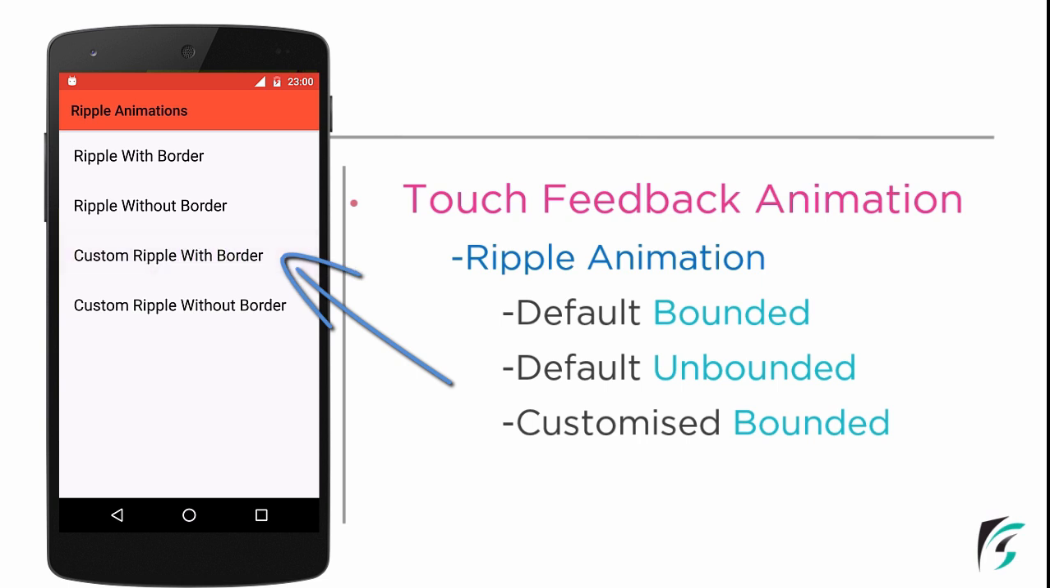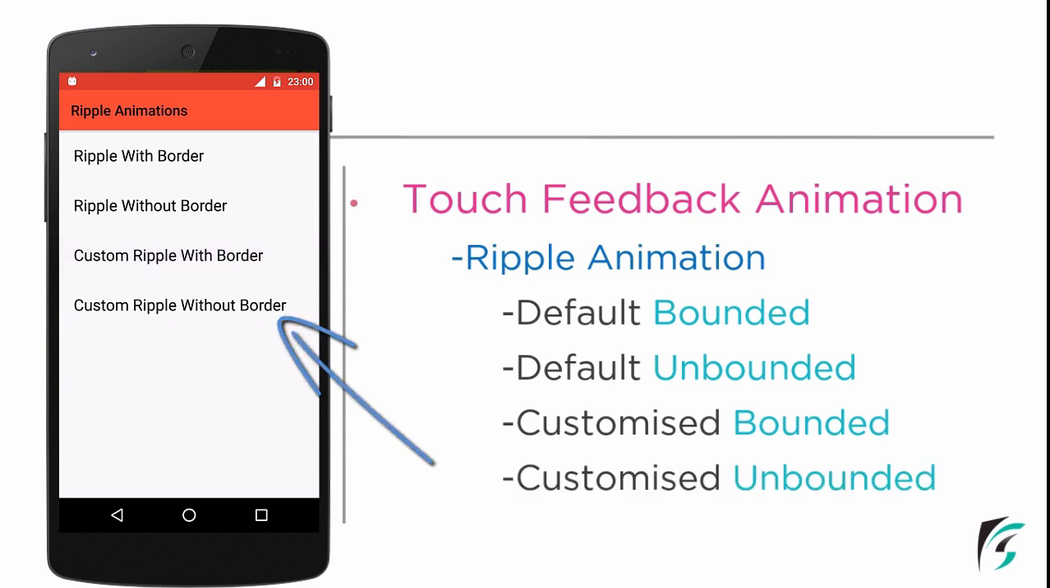The next topic we will be covering is customized bounded. Our ripple animation will be customized and it will be bounded. You can see on the left side of the screen, this is the custom ripple with border. That is, we have customized our ripple effect and we have made it bounded. The next topic we will be covering is customized unbounded. Again you can see on the left side of the screen, this is the custom ripple without border.